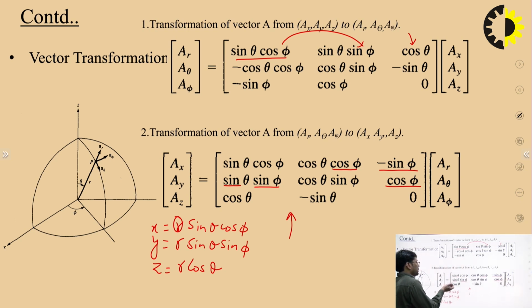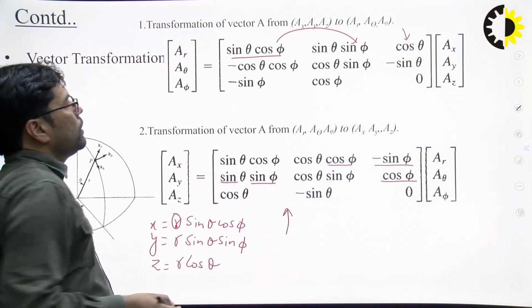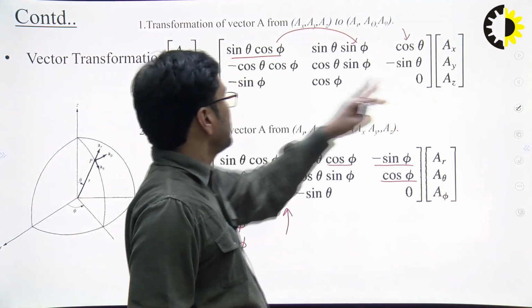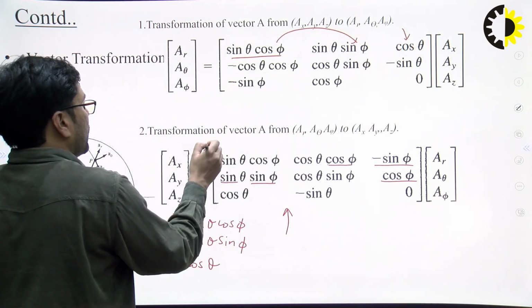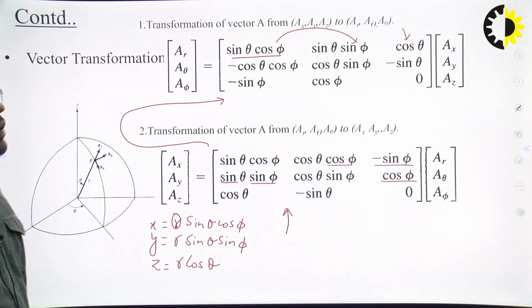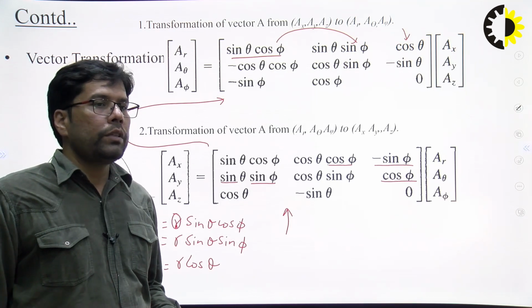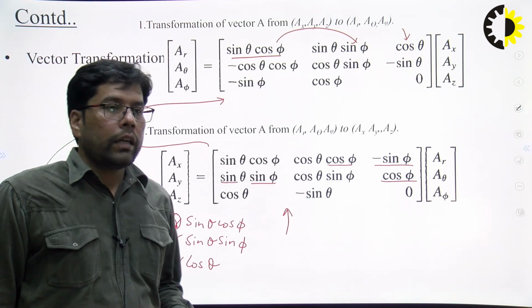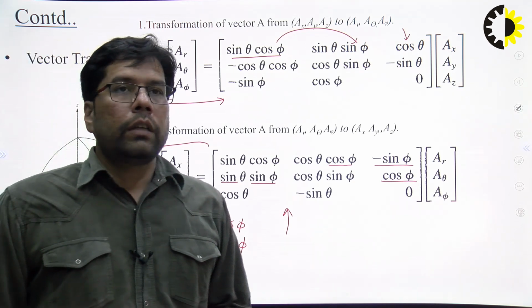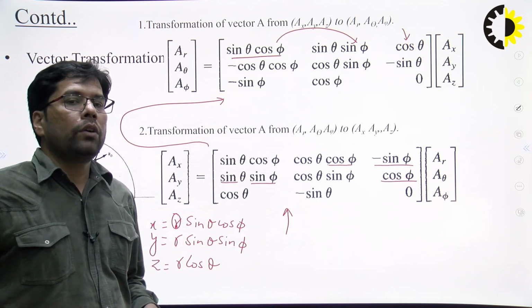And this is the method you can use to remember this transformation matrix. And if you want to convert this Cartesian coordinate system into the spherical coordinate system, just change the rows into the columns and vice versa. So I hope that here I have covered the topic of point transformation and vector transformation in rectangular coordinate systems, cylindrical coordinate systems, and spherical coordinate systems. I hope all the coordinate systems are clear to all of you.